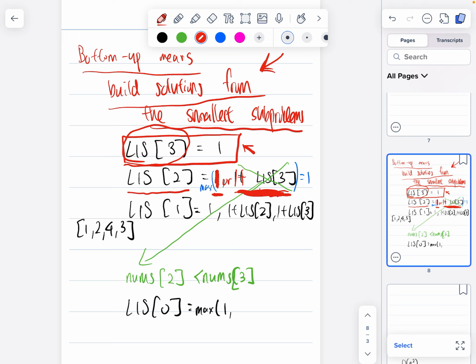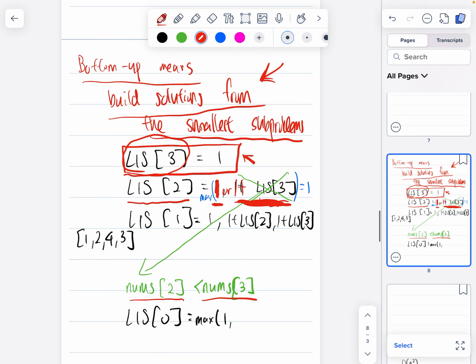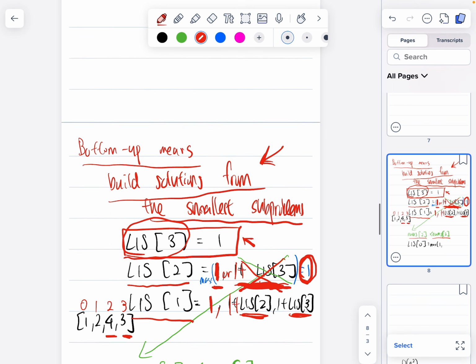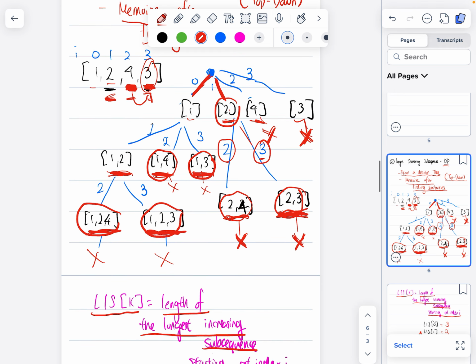But if you notice, nums of 2 and nums of 3, this does not hold. See here, 0, 1, 2, 3, right? So this one is bigger than that, so this one is not valid. So LIS of 2, the value is the max of these, or max of 1 itself, so it's just 1. Similarly, LIS of 1 is just 1 itself, and 1 plus the subproblems here, LIS of 2 and LIS of 3. Do you see how you're slowly building up? And that's how the bottom up works, actually.